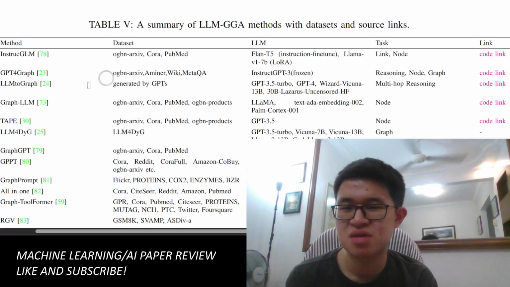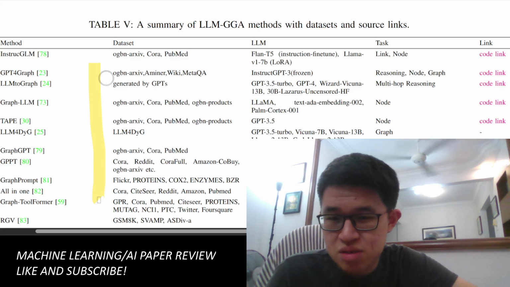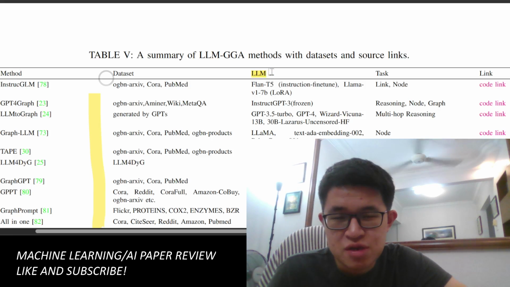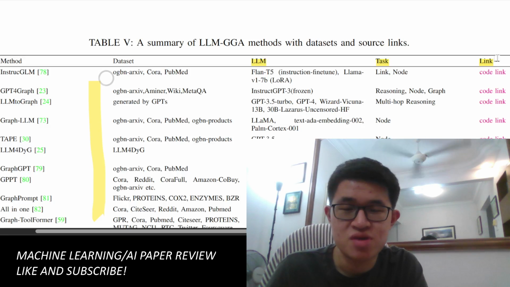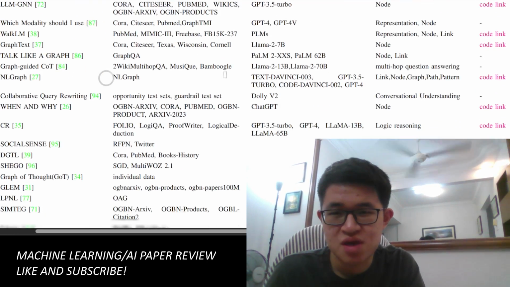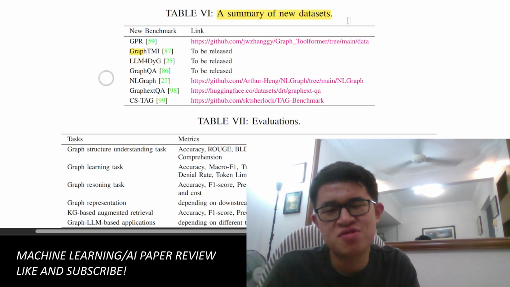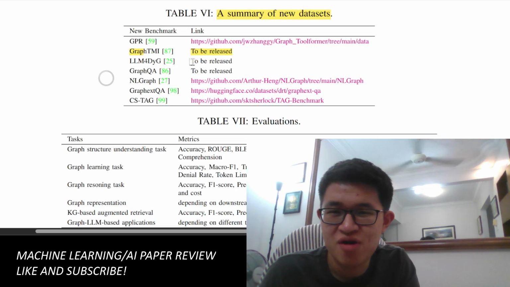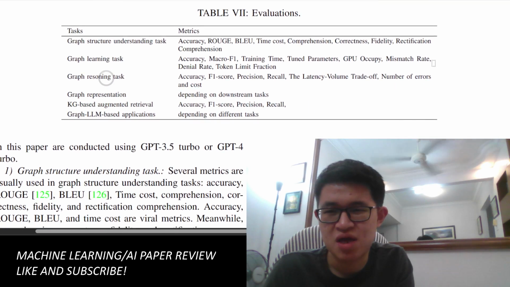And obviously they curated a lot of different models and different approaches for graph tasks using LLMs. They also specify what kind of LLMs they use and what kind of tasks they use, and they provide the link to every single one of these approaches, which is cool. Thank you for that, authors. It also describes well the data sets that they use. A summary of new data sets. They wrote it as if it's their own data set, but it's actually other people's data set. And it's a shame that some of them are to be released, when I highly doubt they're going to be released at all in the future, unless they're going for publication, then maybe that's another thing.